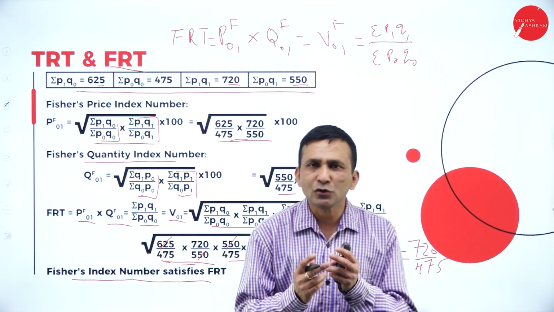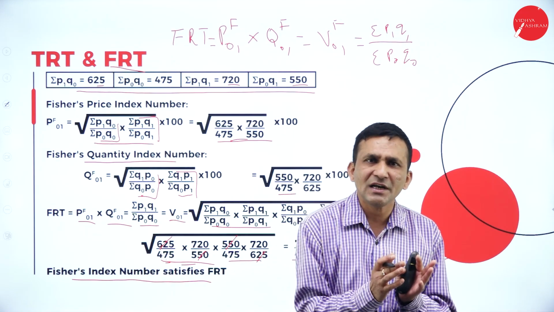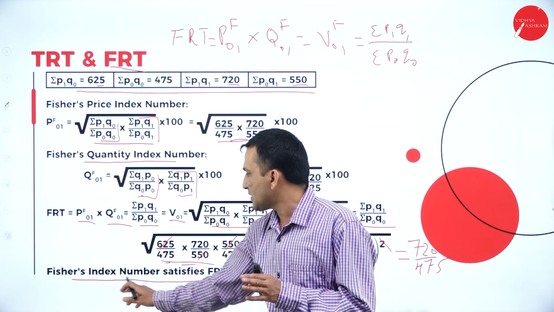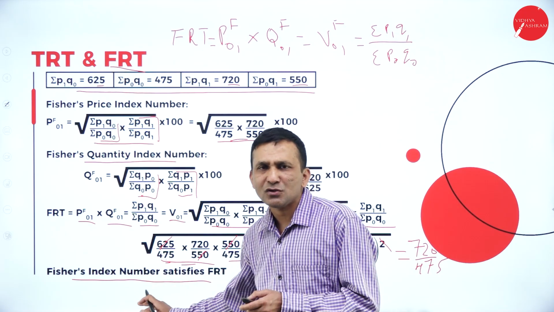There are two major indices, like Marshall-Edgeworth and Fisher, that satisfy TRT, but for FRT only Fisher is satisfied, and the TRT is also satisfied.